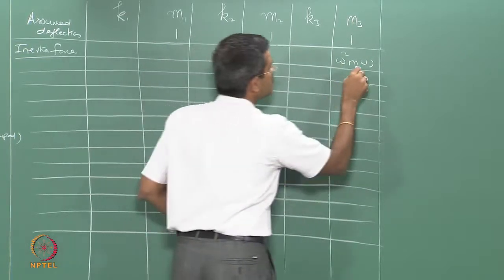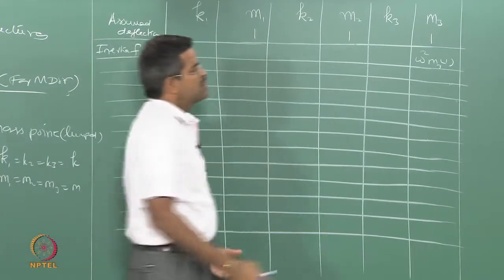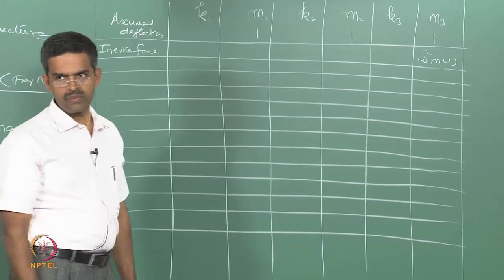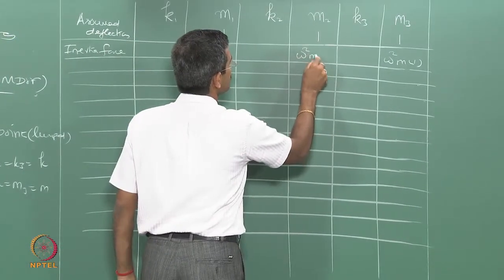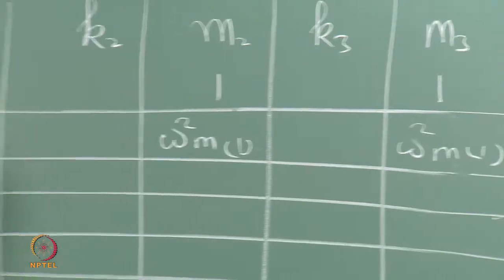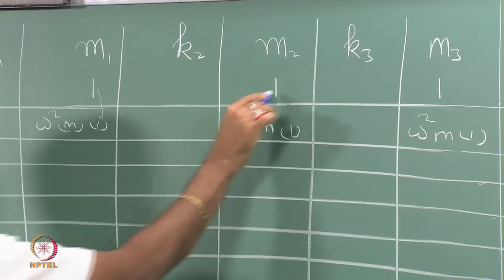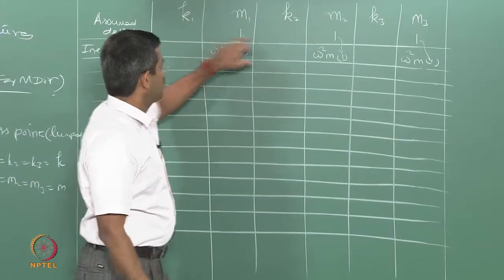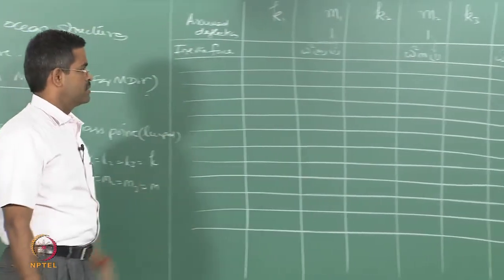Strictly speaking this should have been m3, but since m3 and m are the same I am writing simply m. Similarly omega square m of 1, omega square m of 1. This 1 is this displacement. Had I had 1 2 4, I would say 4 2 1 here, and so on.